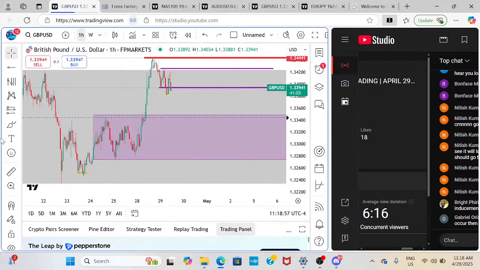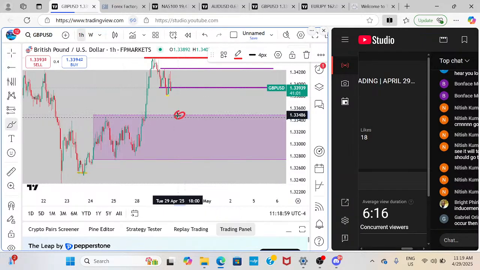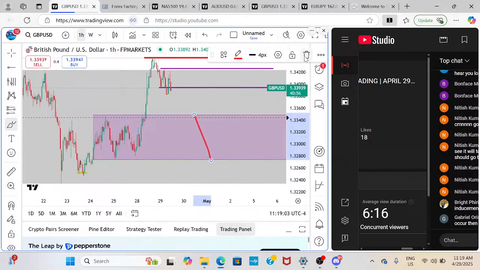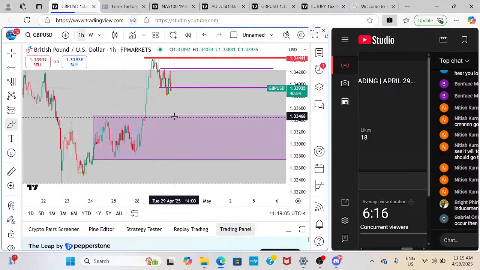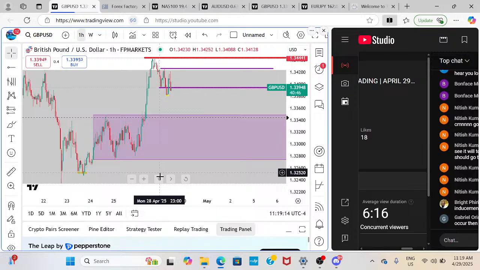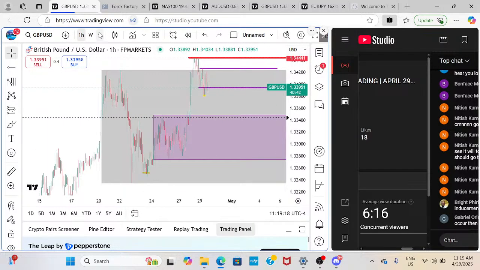If the price comes here and it fails to hold this support, it is going to drop lower, right? So for GBP/USD right now, in the short term, it is a sell, but once we tap into this area, it's going to buy, and then it's most likely going to continue this current trend.